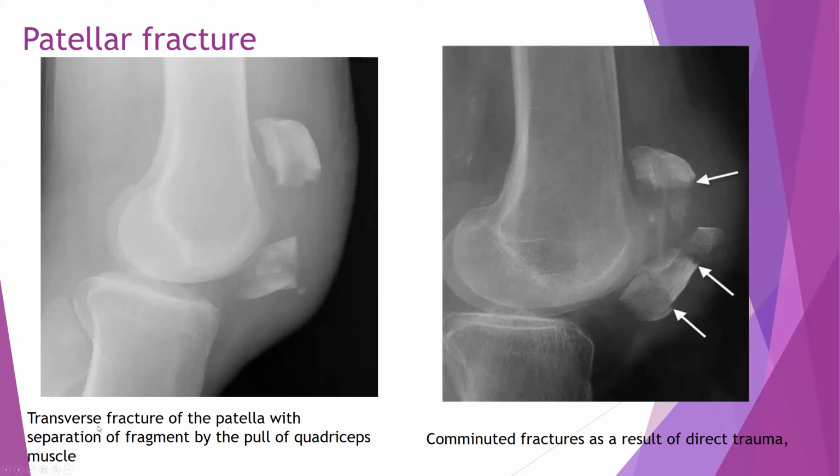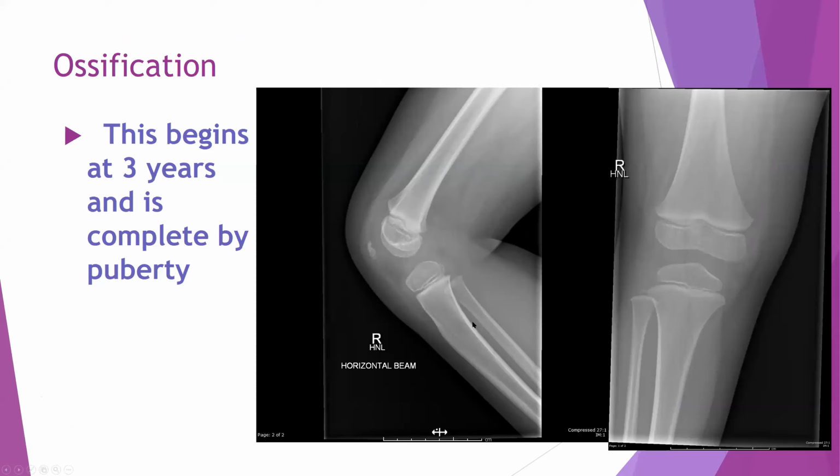Fractures of the patella. Transverse fracture of the patella with separation of a fragment by the pull of the quadriceps muscle. This is the fractured segment, and it is pulled upward by the quadriceps muscle. This type of fracture is the comminuted fracture as a result of direct trauma. Ossification of the patella begins at 3 years and is completed by puberty. This is the ossification center of the patella.